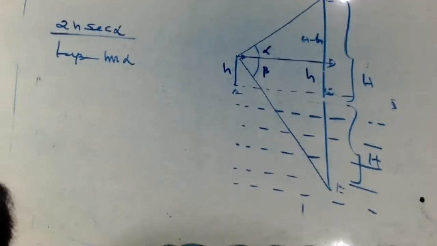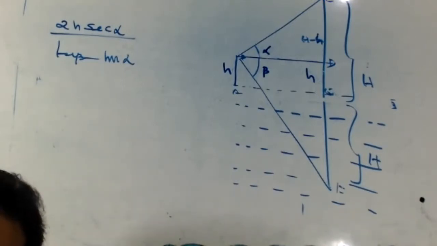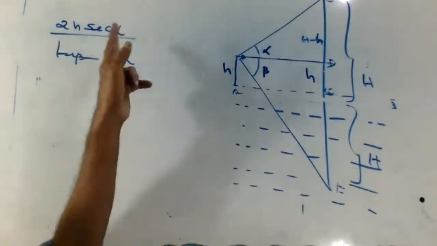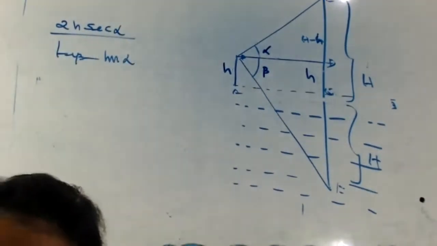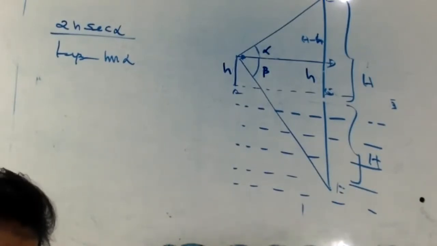But we have to find the distance of the cloud from the point of observation. What do you have to find out from the figure? You have to find out PC. Correct? PC equals 2h sec alpha by tan beta minus tan alpha. Okay, try now. Everything, explanation and figure, is the same.